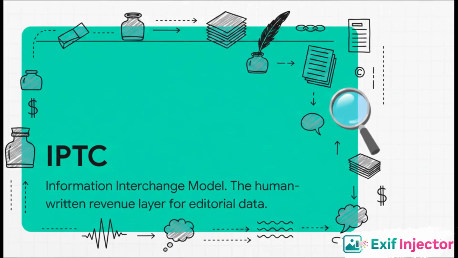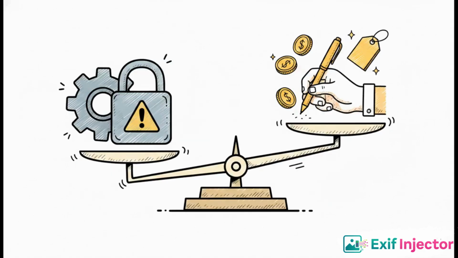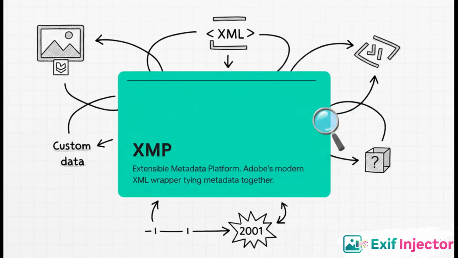Next is IPTC, the revenue layer. News agencies created it to attach human-written captions, bylines, and vital copyrights. Sites like Shutterstock read up to 50 IPTC keywords per image. This layer actually drives your stock sales. So, compare the camera's automated Exif diary with the human-driven, revenue-generating power of IPTC. Huge difference, right? Finally, Adobe dropped XMP in 2001.